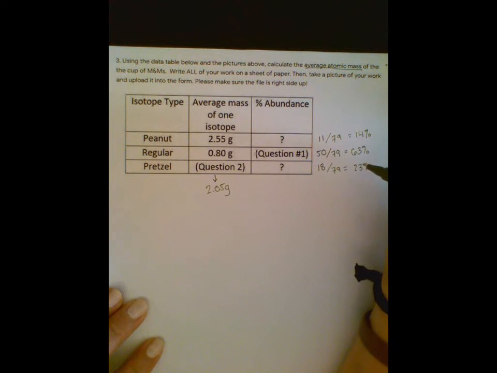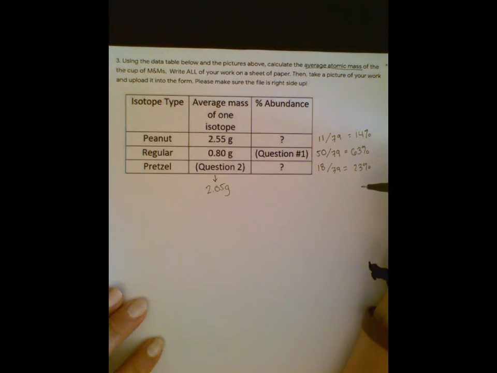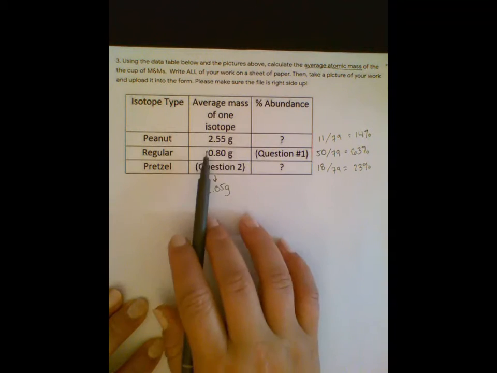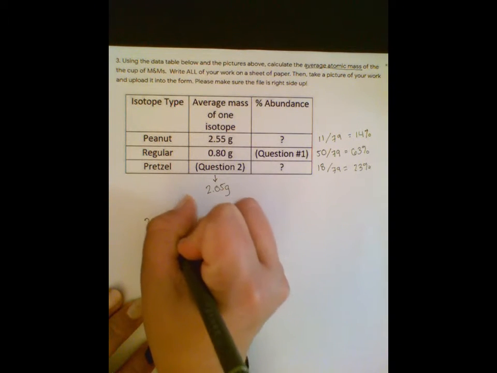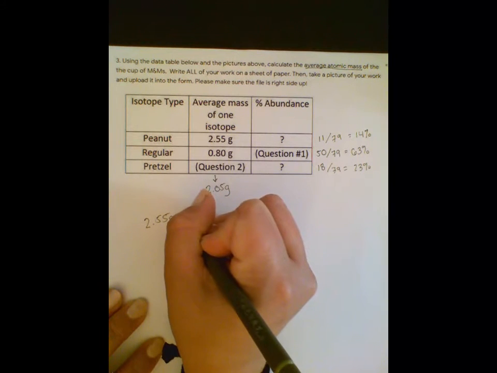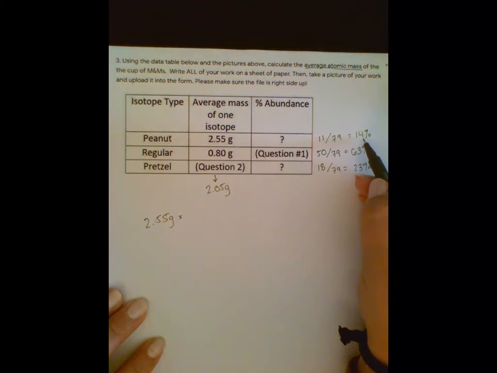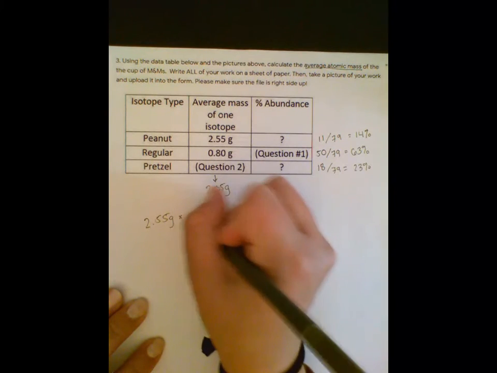So now you're ready to set up your average atomic mass calculation. Okay, just like we did when we were just learning average atomic mass, just like we did in the practice for the lab, you take the percent abundance times the mass of each isotope, and then you add those totals together. So looking at this, my first one would be peanut. I would take the mass of the isotope, so 2.55 grams. I'm going to multiply that by the percent abundance. I'm going to change that into a decimal, so it would be 0.14.